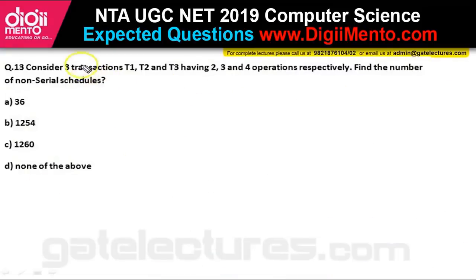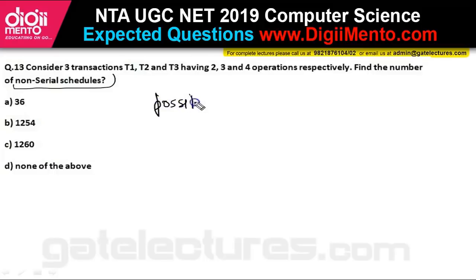So we have our next question, which says: consider three transactions T1, T2 and T3 having 2, 3 and 4 operations respectively. Then find the number of non-serial schedules. They are talking about non-serial schedules. There can be serial schedules and non-serial schedules. I'm giving you a direct formula. You can solve all these types of questions using that formula only.